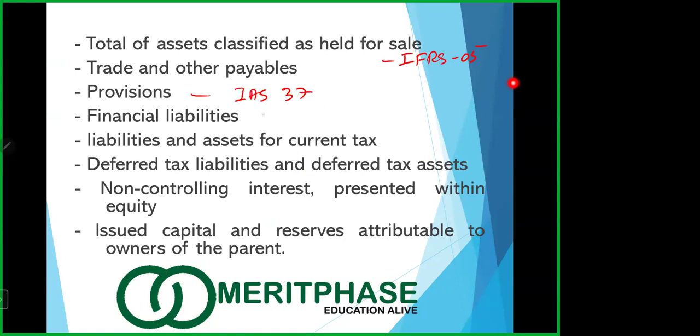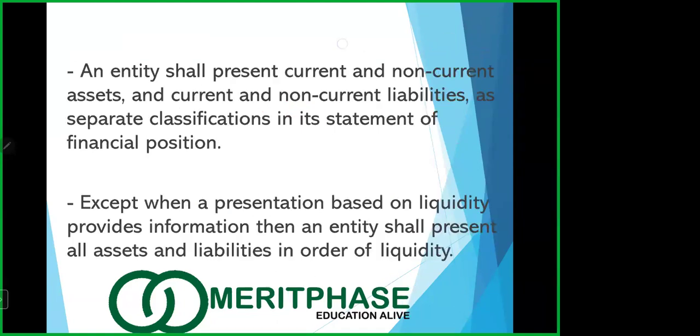IAS 37 provision. Financial liability again, IAS 32, 39, IFRS 7 and 9. Liabilities and assets for current tax, IAS 12. Deferred tax liabilities and deferred tax assets, again IAS 12. Capital and reserves attributable to owners of the parent. So that is equity.